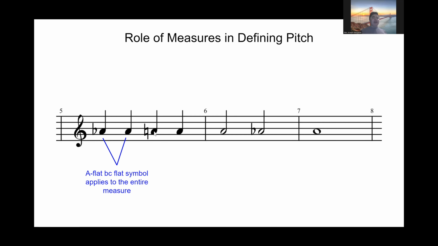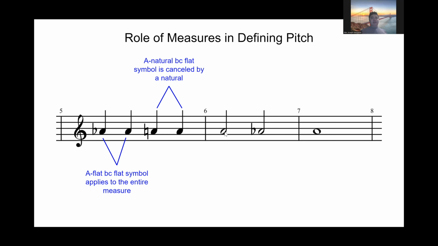Now, this is obviously a natural, but what does that make this note? Did we just say that a flat symbol applies to the entire measure? But as soon as you encounter a natural symbol within the measure, it cancels out the accidental for the rest of the bar. So both of these notes are actually A natural.